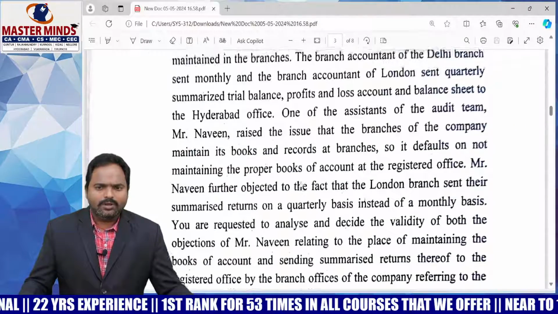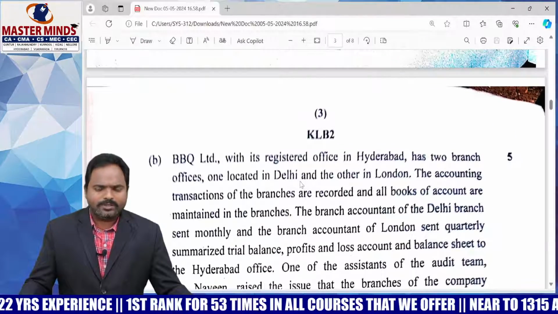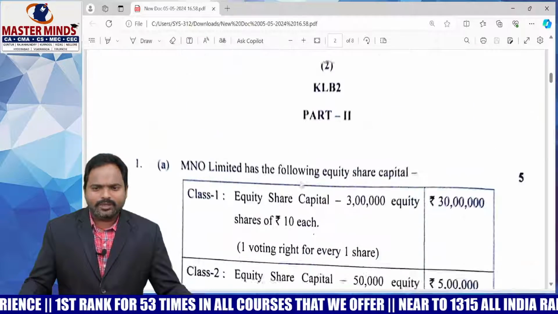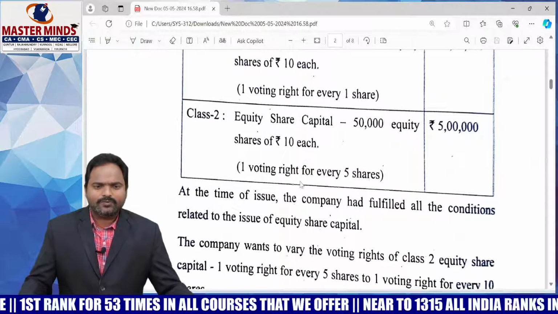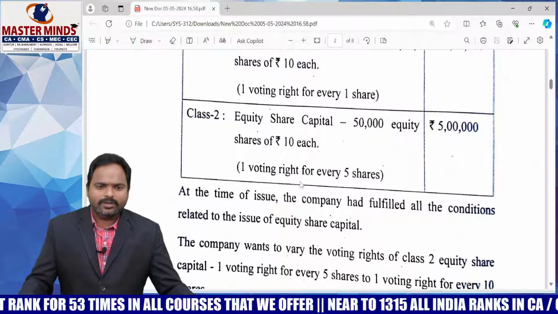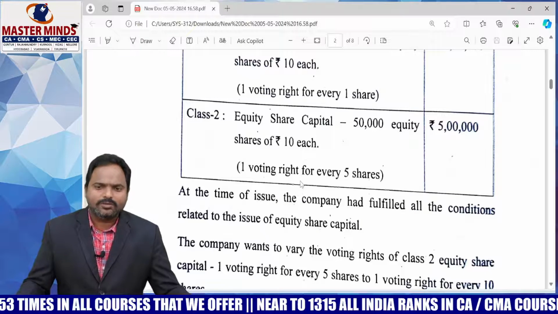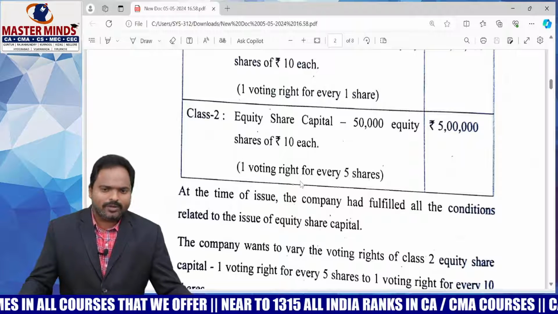So total, you know very well about the revised pattern of the exam. Revised pattern of the exam: 4 marks, 5 marks, 5 marks, 4 marks. Question number 1 is also for 14 marks. There are only 6 questions, out of that you have to write 5 questions. Each question carries 14 marks, including question number 1.